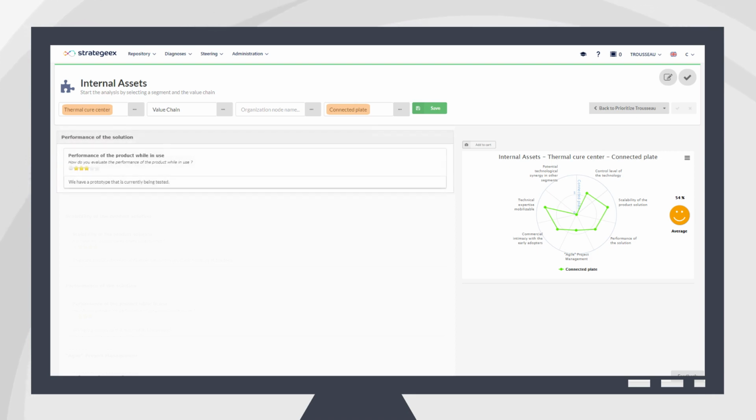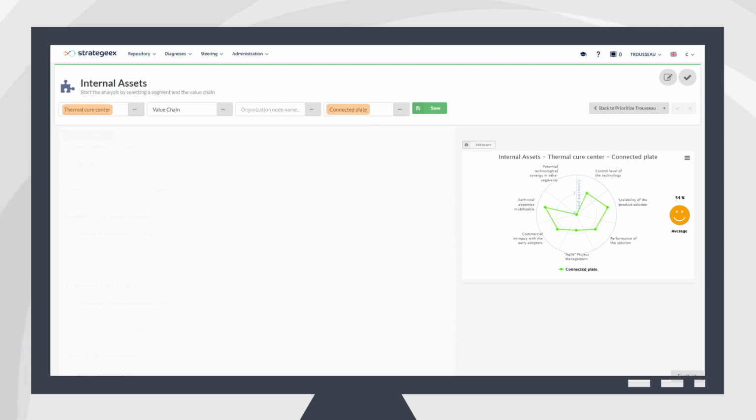The third item concerns the performance of the solution. It is about knowing how it is evaluated, compared, etc. In our example, we have put 3 stars because we are still in the testing phase and a certain number of points are still to be clarified.